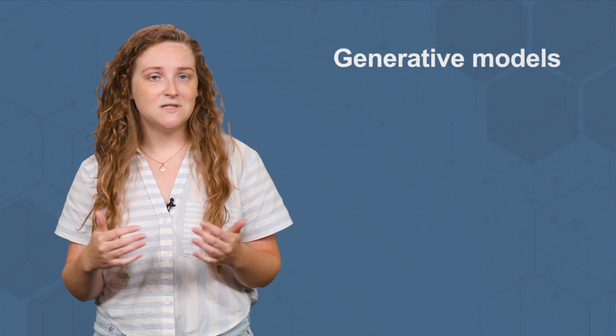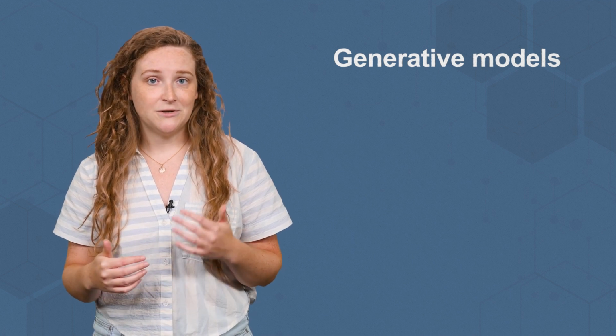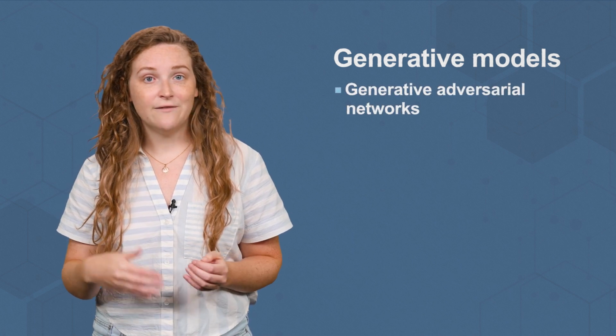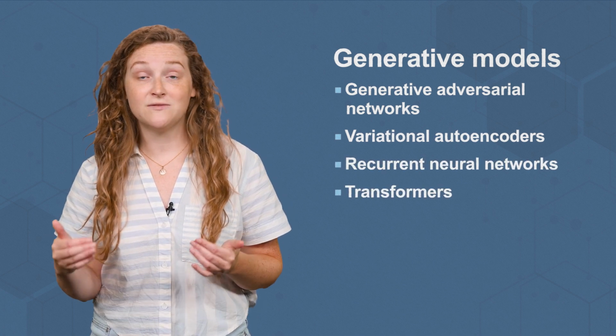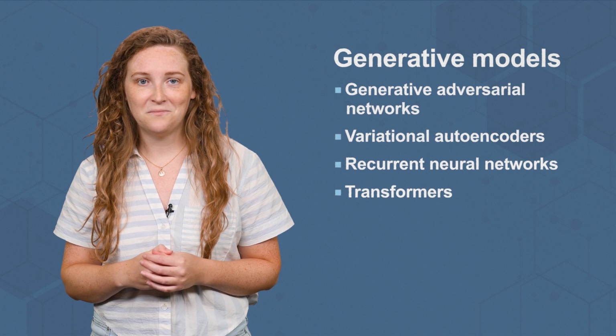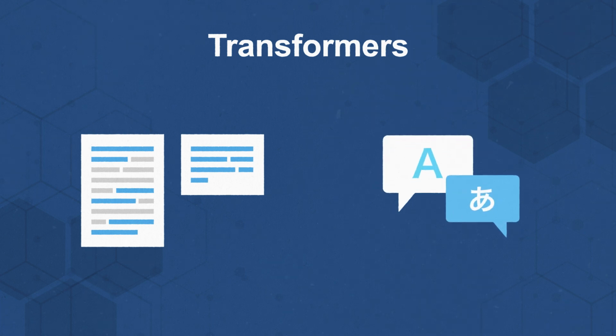Generative models can have different architectures depending on the task at hand. Examples include generative adversarial networks, variational autoencoders, recurrent neural networks, and transformers, which we'll dig deeper on. Transformer models are well suited to language-related tasks, like text summarization and translation. In recent years, transformers have become the leading architecture for many cutting-edge AI language models.